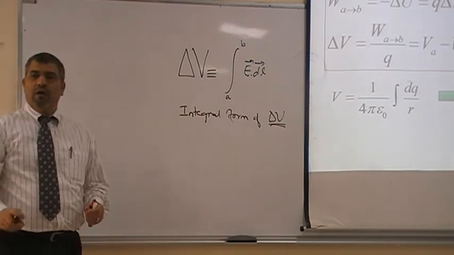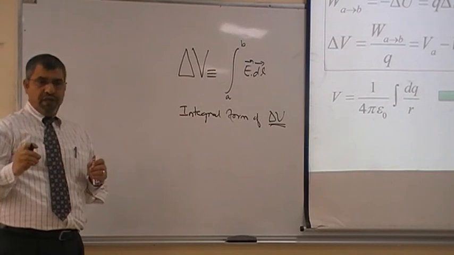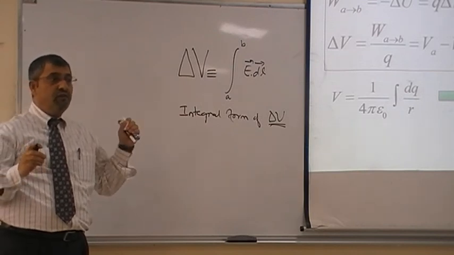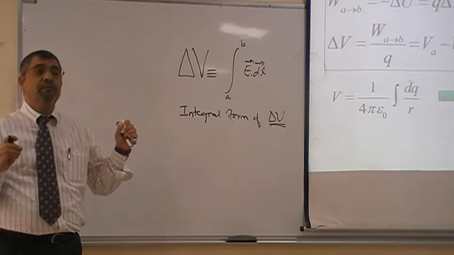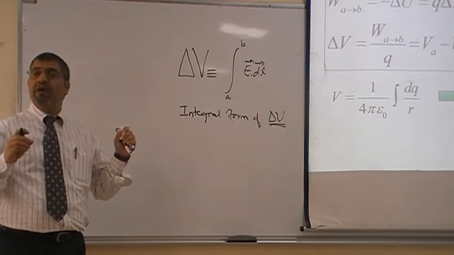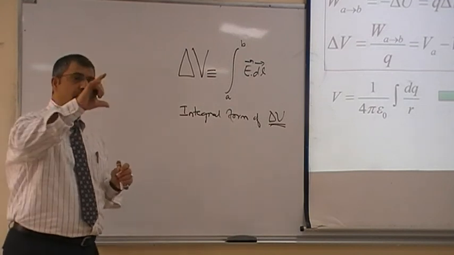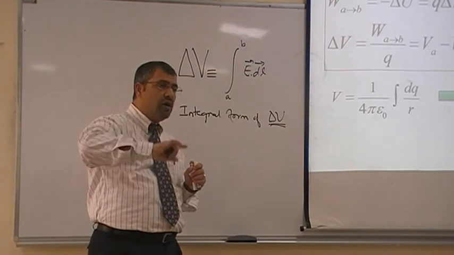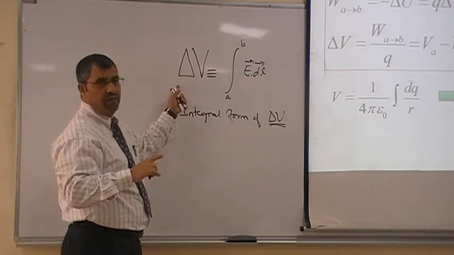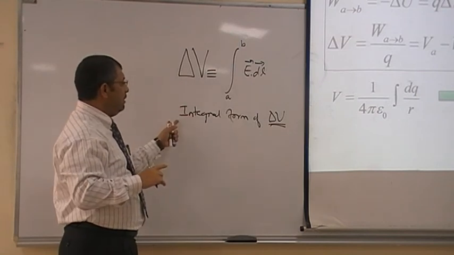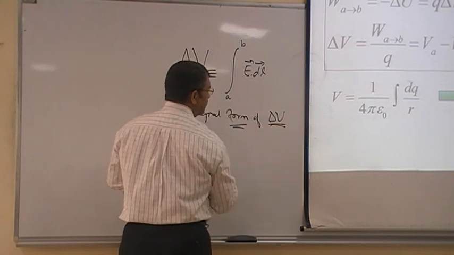Remember, guys, for a charge to go from point A to point B in an electric field, the voltage or the potential must be different. There is no way the particle is going to go to somewhere where the potential is the same. If we want to move it across, the potential must be different, so it must have delta V. So that is the integral form of delta V, the potential difference.